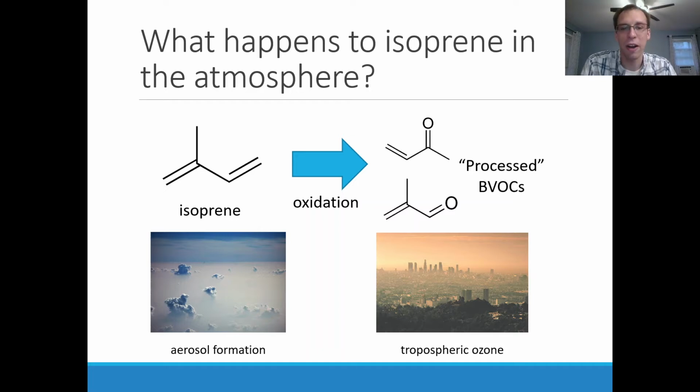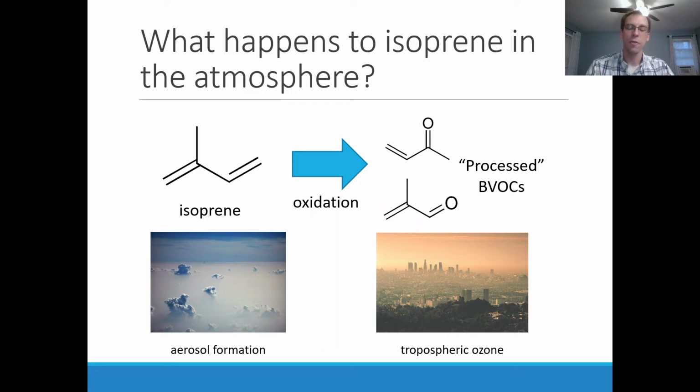One is the formation of aerosols. So the lower volatility means that these molecules will start to condense and form solid particles. And it has been shown that isoprene and other BVOCs, upon oxidation, will turn into aerosols. And that's important. Aerosols play a really important role in the atmosphere. And also, in the process of oxidation, if there are nitrogen oxides in particular present, isoprene can form tropospheric ozone. Not directly, but as sort of a byproduct of this oxidation process.